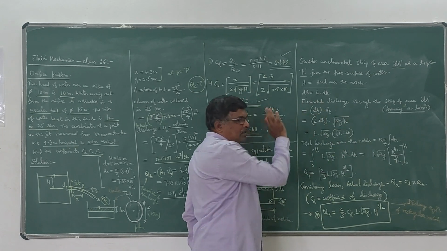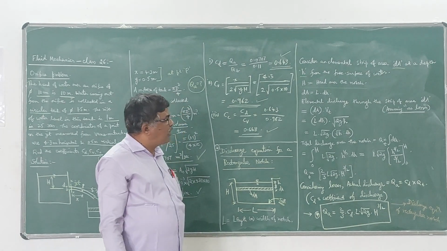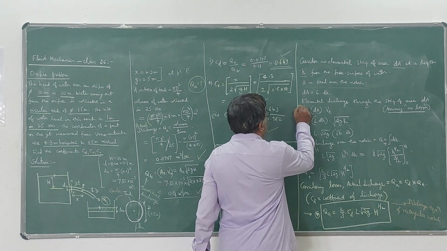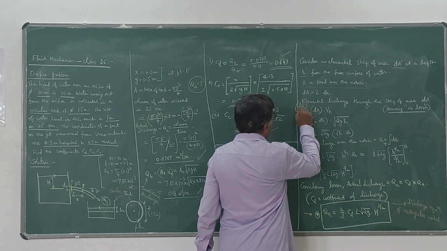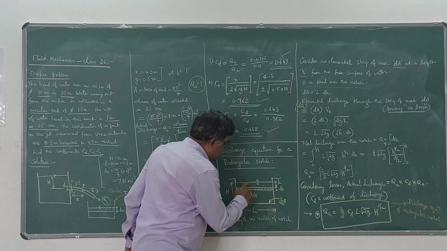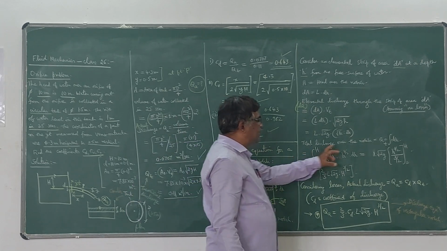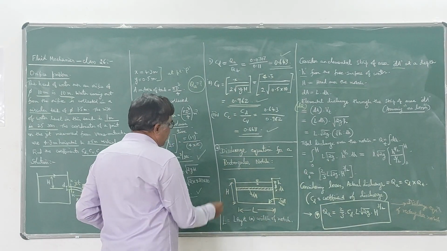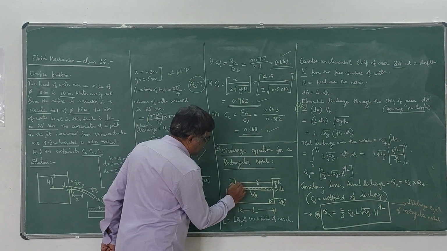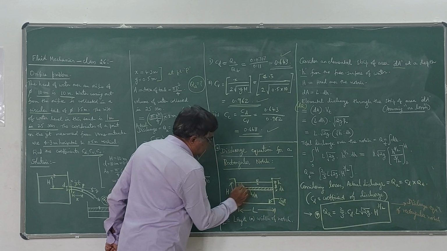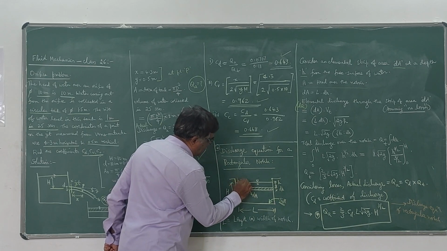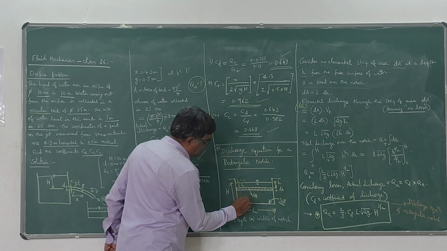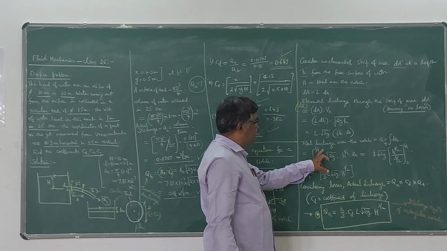Now this is for the elemental discharge dQ. If you want the total discharge over the entire area, then we have to integrate this. So the variable is small h here. Small h can vary from, so h is measured from here. Please note that h is measured from here. So here h is equal to 0, whereas here h is equal to capital H. So h can vary from 0 to capital H. That is the limit of integration.